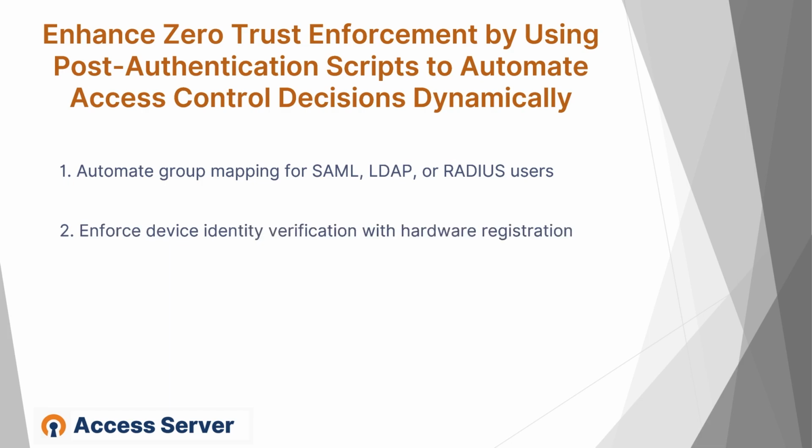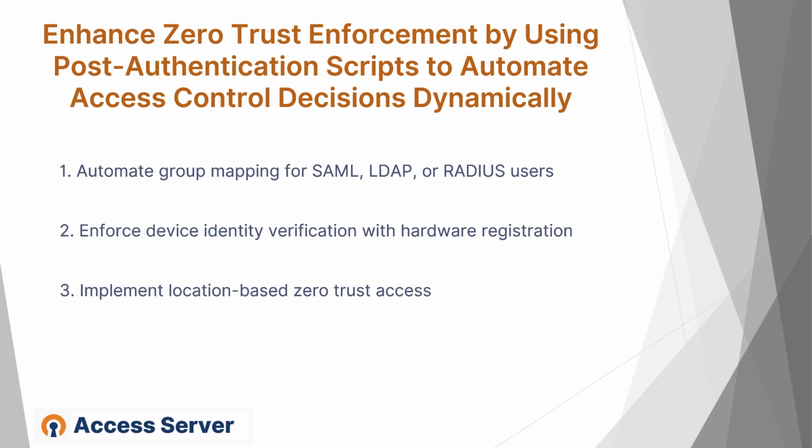2. Enforce device-based identity verification. You can also enforce device-based identity verification. This requires users to register their devices before they can connect. Here's how it works. The post-auth script captures each device's unique identifier, like its MAC address or UUID. Access is granted only if the device matches one that's registered to the user.